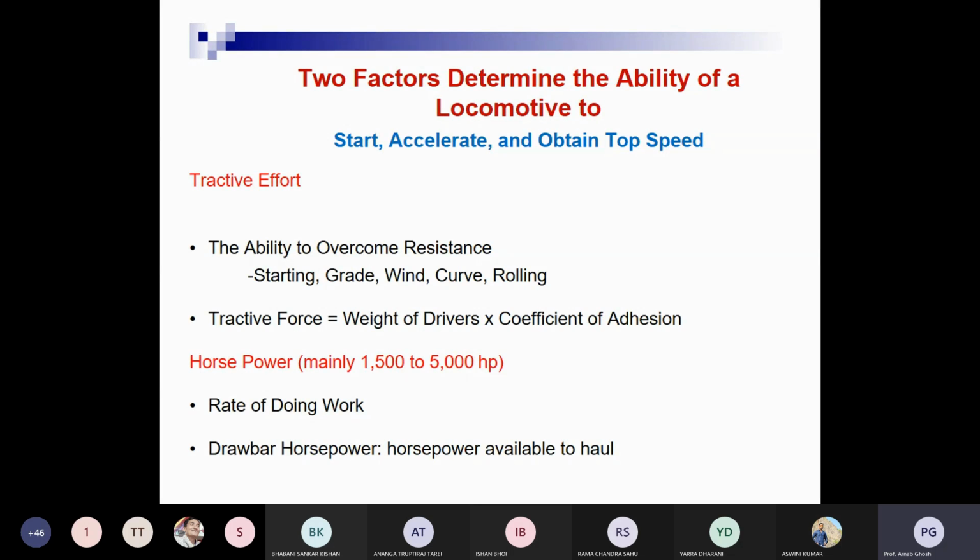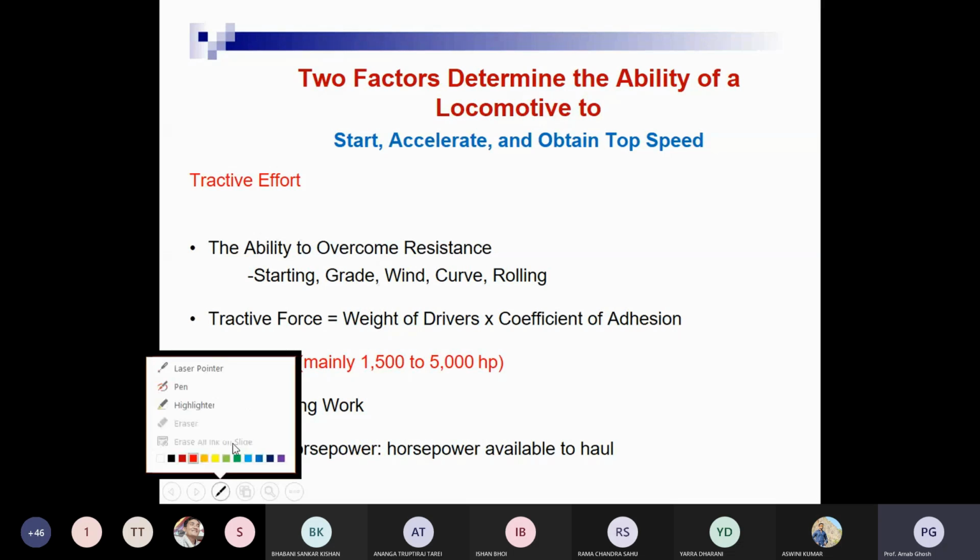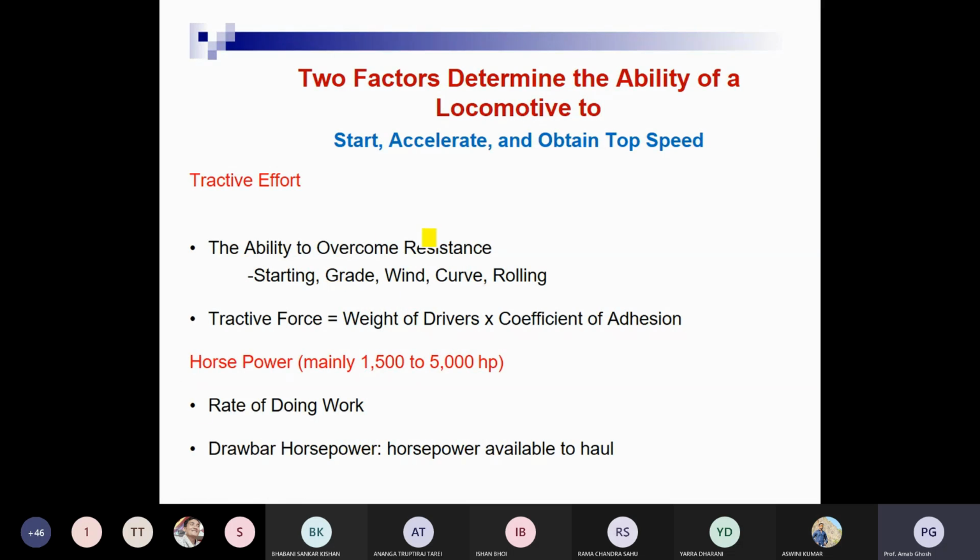So that is normally known as the tractive effort, the ability to overcome the resistance. What type of resistance? You know: starting, grade, wind, curve, rolling. Train resistance means friction, also a very important issue. Starting means static friction, then grade, wind, curve, rolling. All those things are important for the tractive effort.